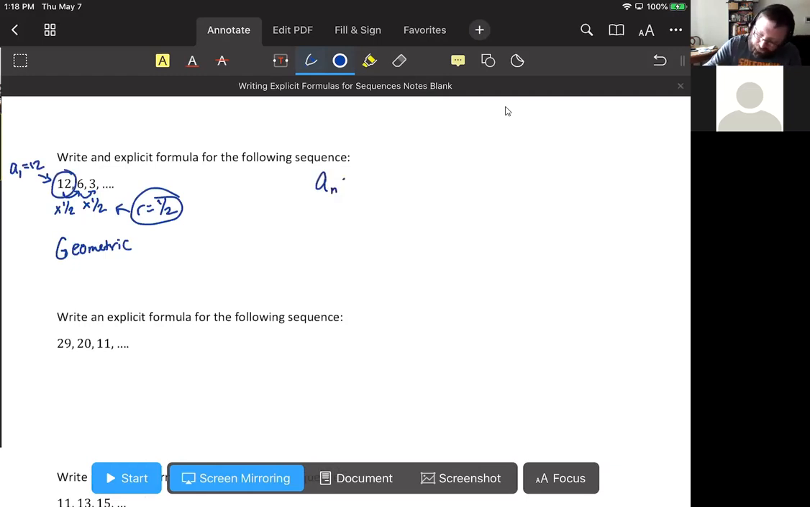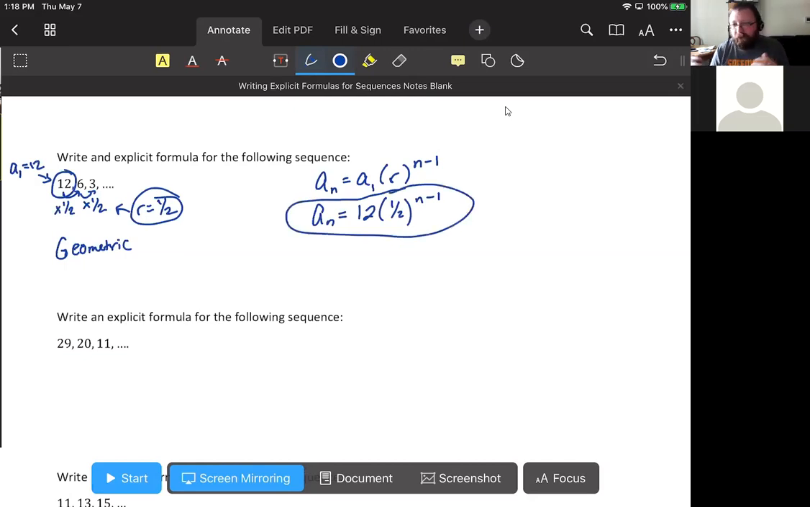Plug into our equation. Again, we are only going to plug in the A sub 1 and the R. So A sub n equals 12 times 1/2 to the n minus 1 power. And that's what we got right there. That's it. That's correct. Okay? Can't simplify anything. All we're doing is plugging in A sub 1 and R and calling it a day. That's the equation.